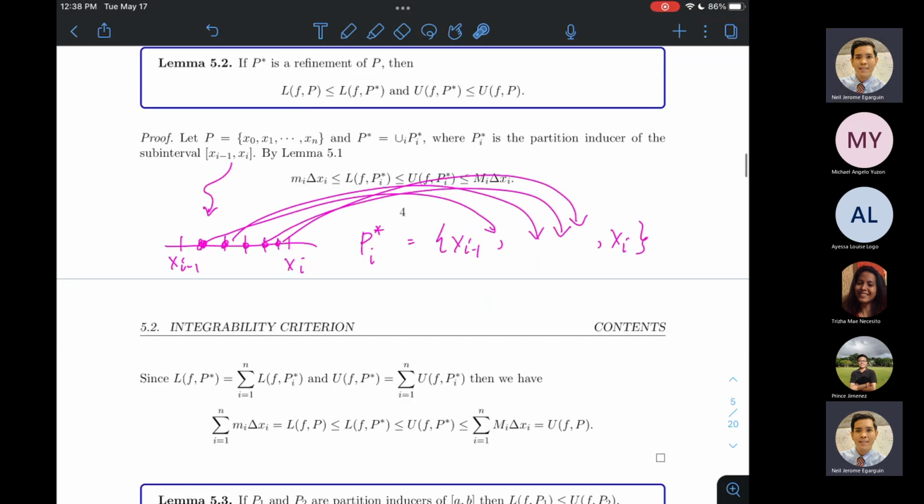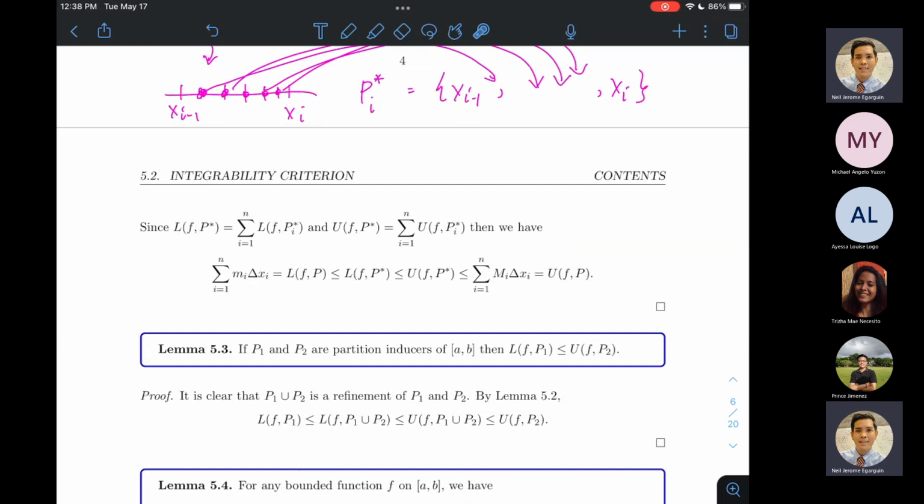Okay? And putting all those together into one giant inequality, we'll get this line. Okay? And here we see that the lower Riemann sum prior to the refinement is smaller than the lower Riemann sum after the refinement. And also, the refined upper Riemann sum is smaller than the original upper Riemann sum. All right? Clear ba yun? Medyo algebraic lang yung mga proofs, no? Pero I hope nasusundan siya.